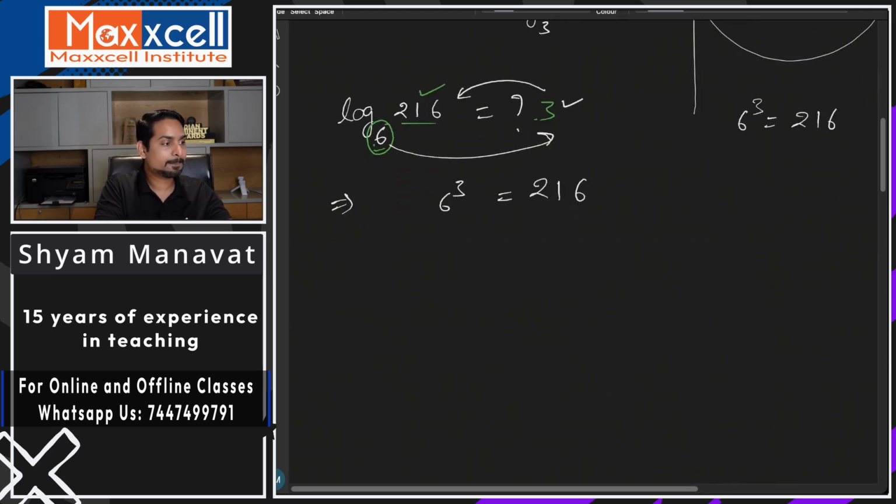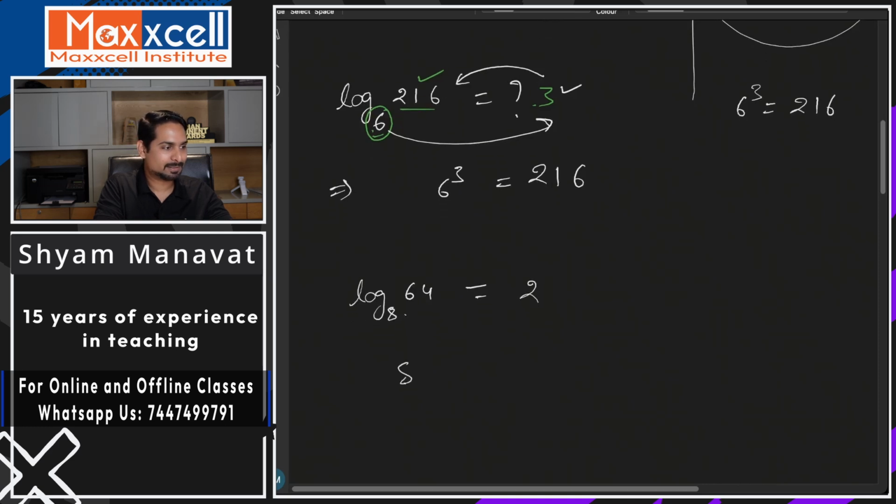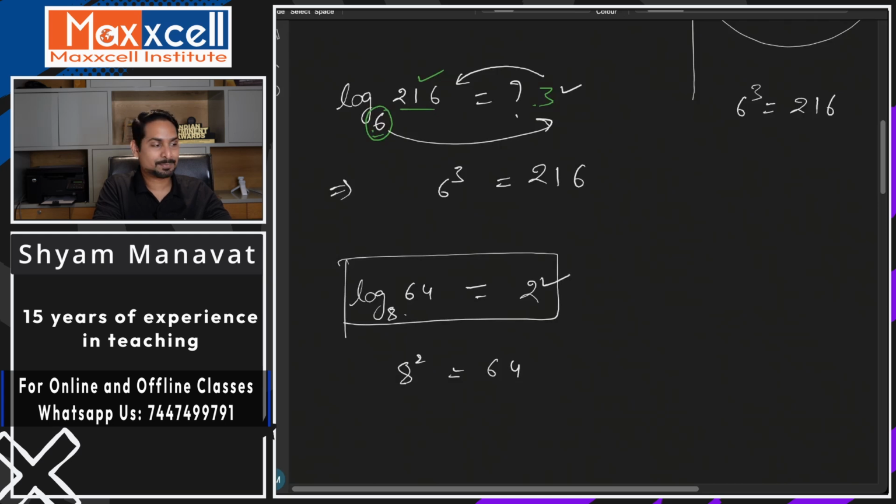Let's try one more question. If I say log of 64 base 8, what power of 8 will you apply to get 64? Yes, of course, it's 2. 8 square is 64, right? So we can say log 64 base 8 is 2. So 8 square is equal to 64. That's why we can say it's 2. Did you understand the principle of log?